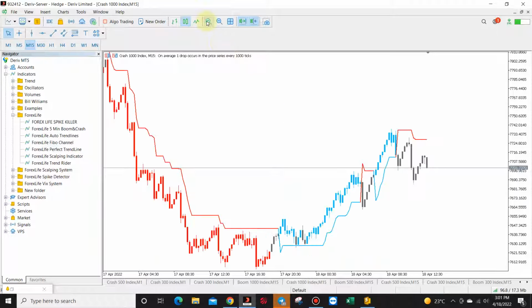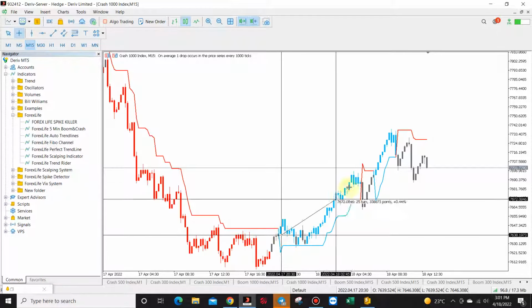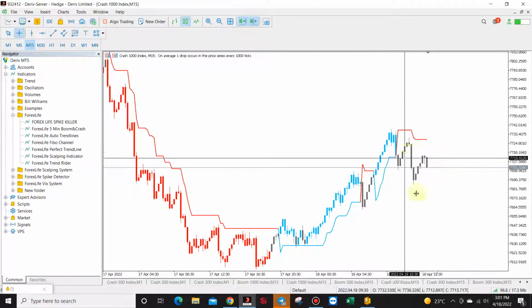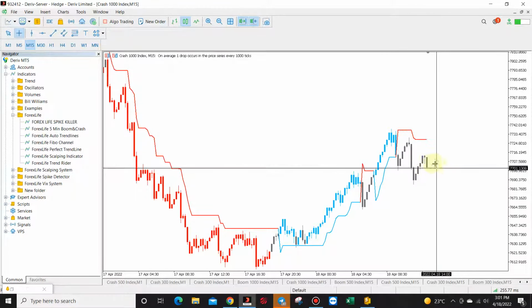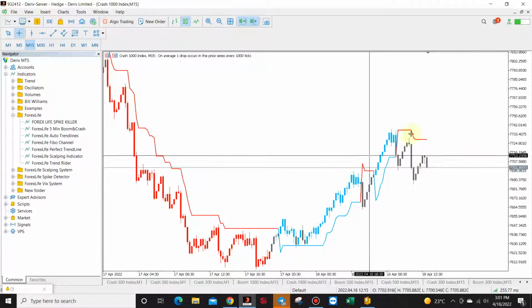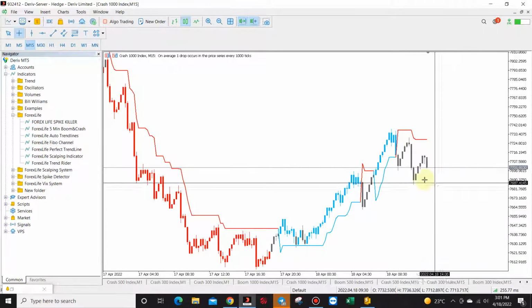Okay. So currently, this is what Crash 1000 is looking like. You could have entered the buy over here, exited over there, entered another buy, exited. There's no clear indication of a sell happening just yet. The trend rider is red, but we do not have any red candle to confirm the trend. Okay, so we don't enter the market. We leave the market and we wait. We get paid to wait as traders. We wait for clear setups.